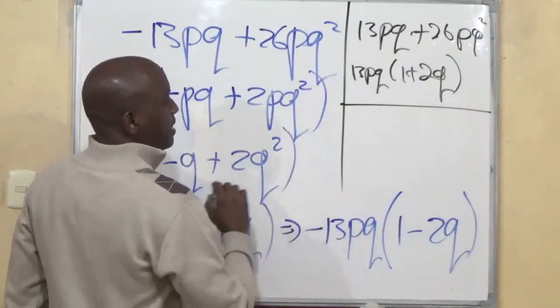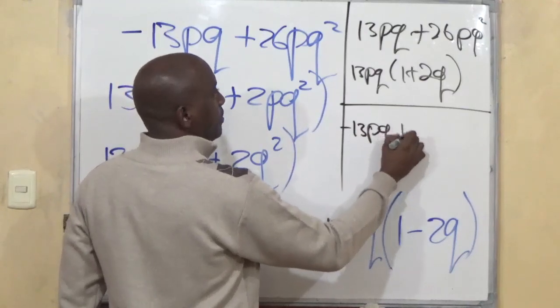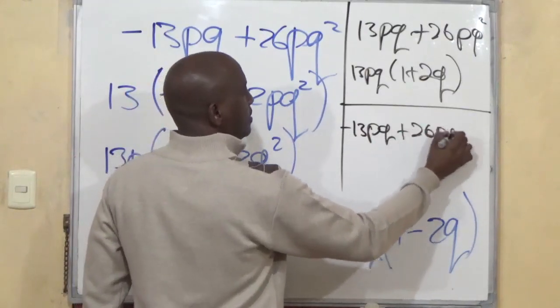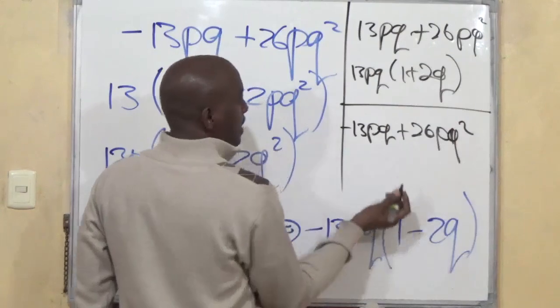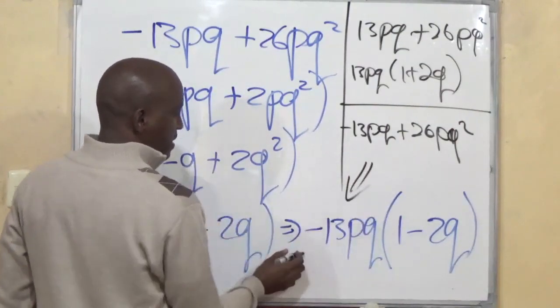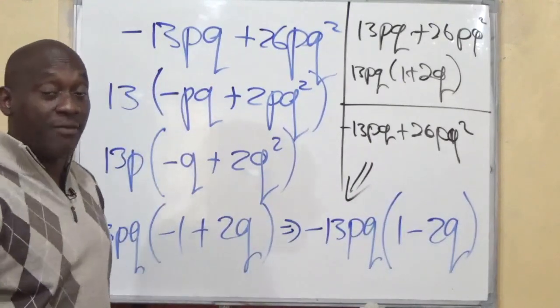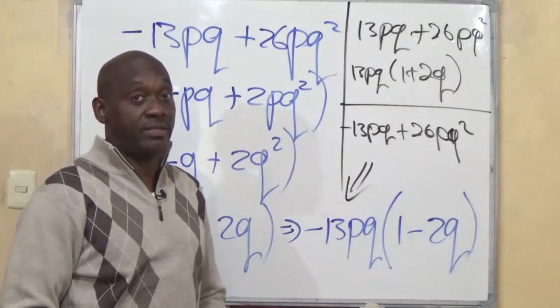You just introduce a minus sign from there. Minus 13pq plus 26pq squared. And suddenly your answer now is this here: minus 13pq into 1 minus 2q. So you have to be cognizant of these differences.